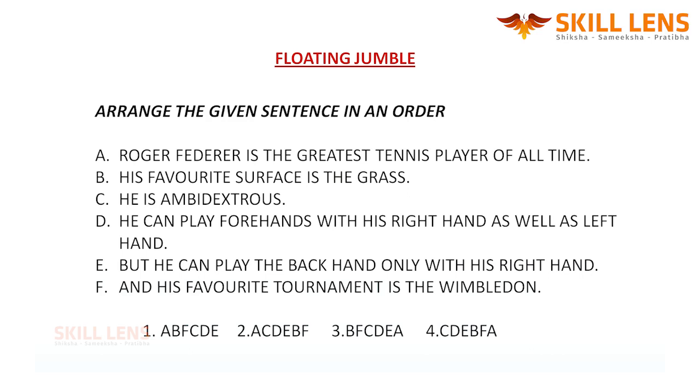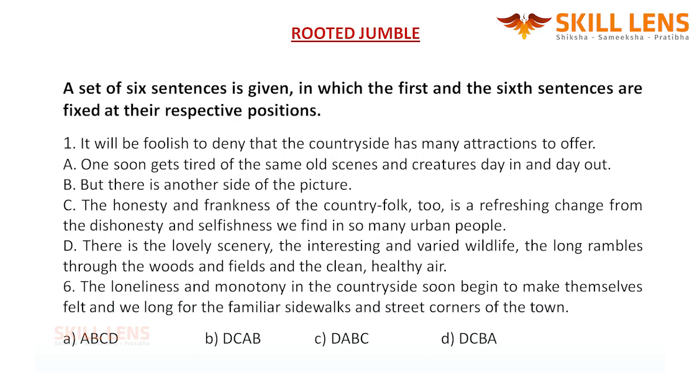The second kind of jumble is a rooted jumble. Here you will see the first and the last sentence. It will be sentence 1 and sentence 6 that will be in a fixed position. It is up to us to arrange the sentences in between these two sentences in an order and form a coherent paragraph. We will solve these questions in our next video.